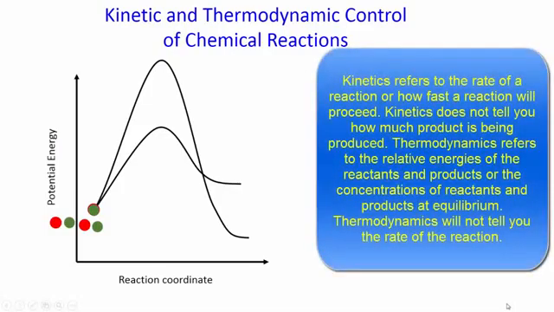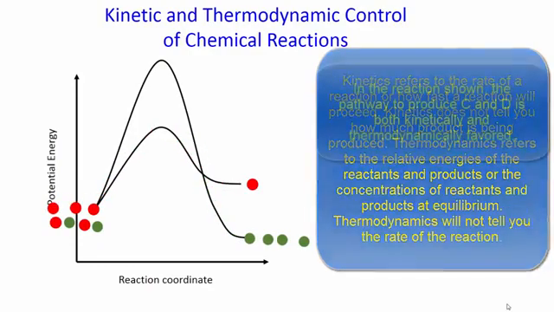Kinetic and Thermodynamic Control of Chemical Reactions. Kinetics refers to the rate of a reaction, or how fast a reaction will proceed. Kinetics does not tell you how much product is being produced. Thermodynamics refers to the relative energies of the reactants and products, or the concentrations of reactants and products at equilibrium. Thermodynamics will not tell you the rate of the reaction.